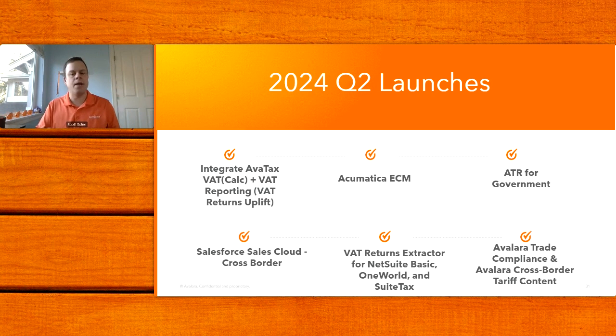We also will have an Acumatica ECM integration launch. This ECM integration is included in Acumatica R1 that is currently in beta and will officially launch, I believe, on March 28th or around that time. So it will be GA'd toward the end of this quarter. And then also we will be launching an ATR for government, which is Avalara Tax Research, but specifically for the government and public sector. And so that will help in becoming a popular product across different industries.